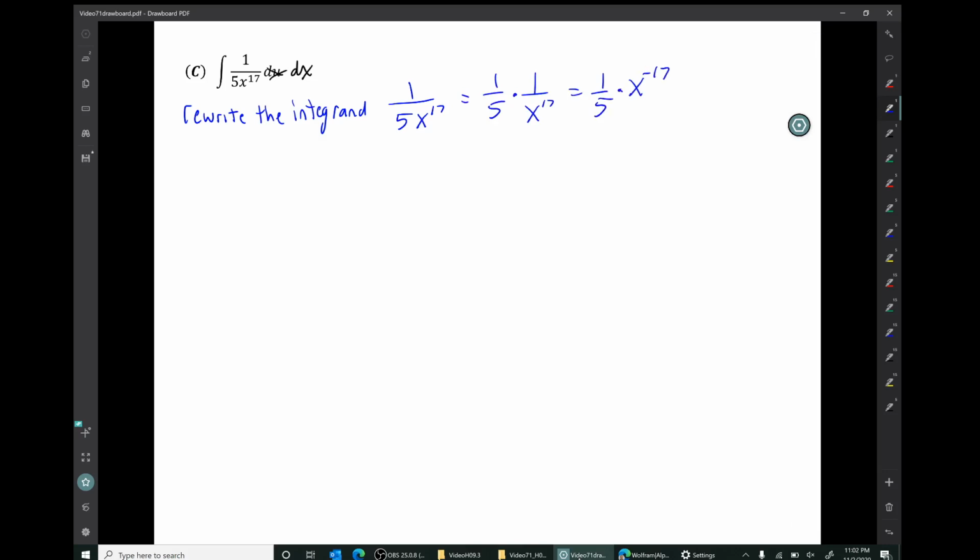We wrote 1 over 5x to the 17th as 1/5 times x to the -17. Now you might wonder why I don't just write that as x to the -17 over 5. It's because I want to write this as a constant times a power function. So this is, again, power function form. Now we're ready to integrate.